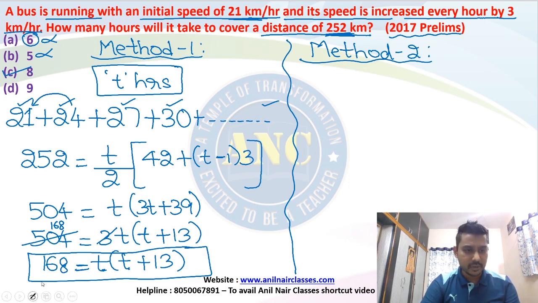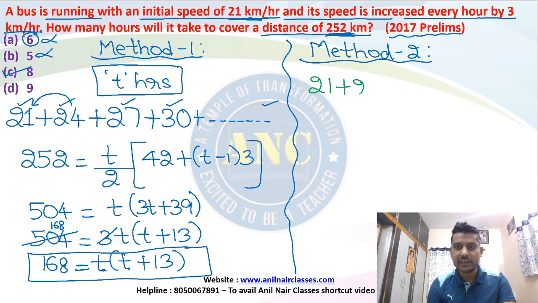See here, let me use a different color for method 2. See the question, method 2. After how many hours will it cover the distance of 252 is the question. Now, initially it is traveling at 21. Second hour it is traveling at 24 kilometers per hour. Third hour it is traveling at 27 kilometers. Fourth hour it is traveling at 30. Fifth hour it is traveling at 33 kilometers.